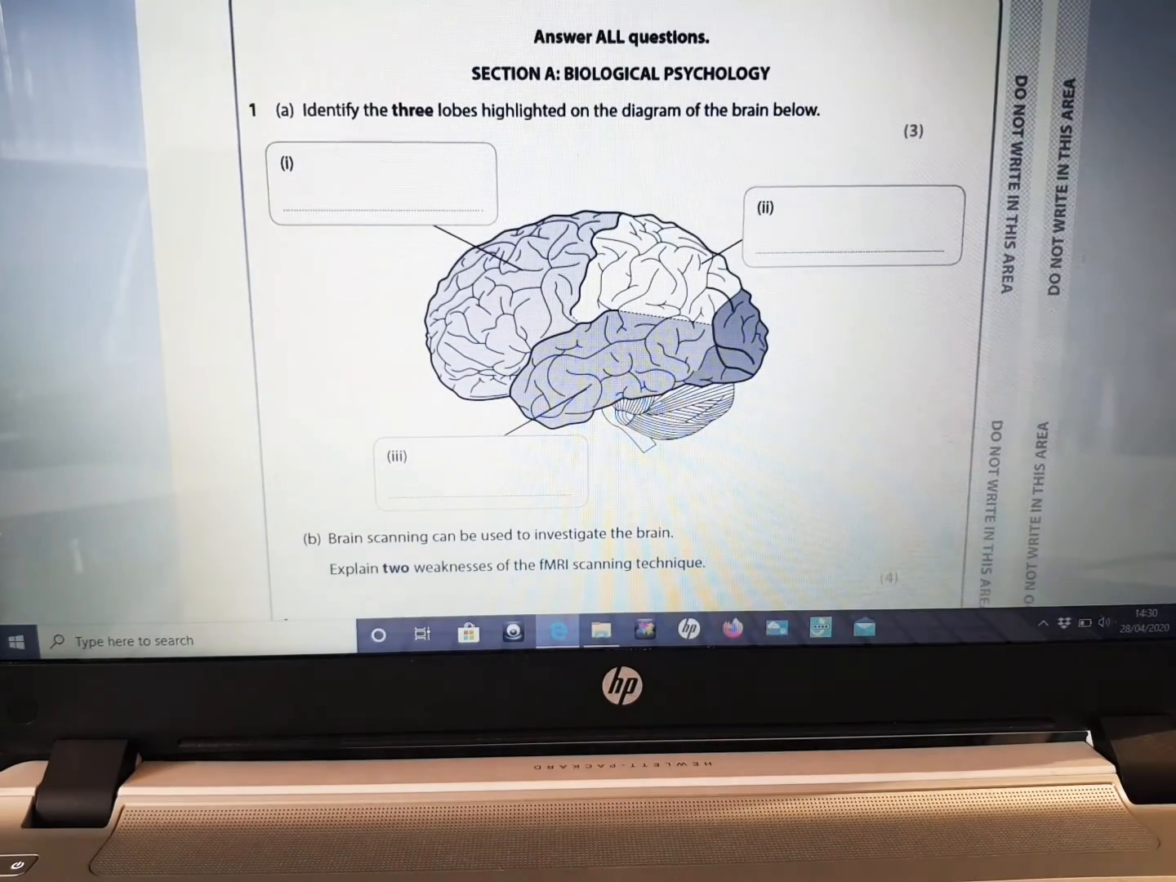Okay, so the first question there for 3 marks. Identify the 3 lobes highlighted on the diagram of the brain below. So it's a simple 3-mark question asking you to name the parts of the brain. Okay, so you may need to obviously look back at some of your notes to help you to remember some of the parts of the brain there.